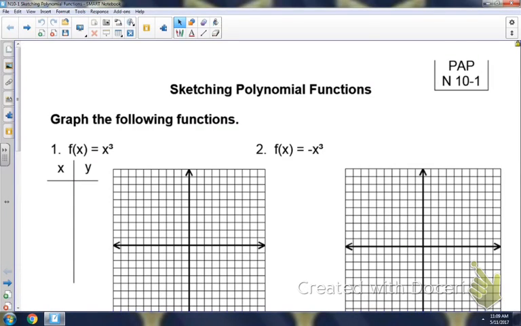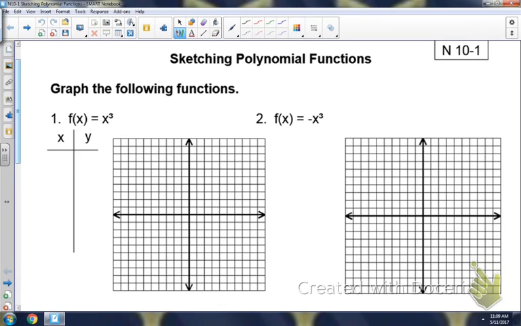Okay, notes 10.1, we're going to be sketching polynomial functions. A polynomial, remember, is the sum of monomials. So on the front, we're going to be using the graphs on the front in order to figure out the direction of our polynomial functions. Okay, so we're going to be graphing f of x equals x cubed. Remember, that is the cubic parent function.